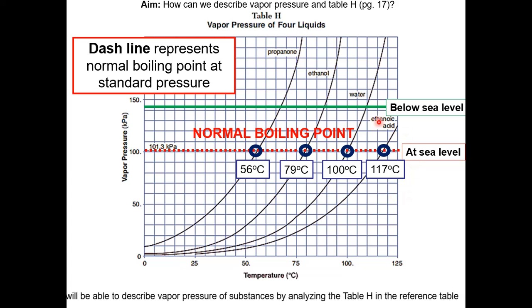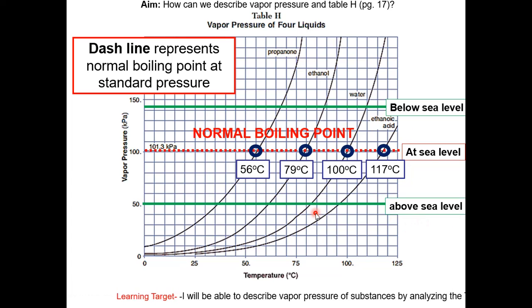Below sea level, you're expecting a higher atmospheric pressure. Above sea level, there is a lower atmospheric pressure. Each substance will boil at a higher temperature when the atmospheric pressure is greater than the standard pressure, which is below sea level, and they will also boil at a lower temperature when the atmospheric pressure is less than the standard pressure, which is above sea level.